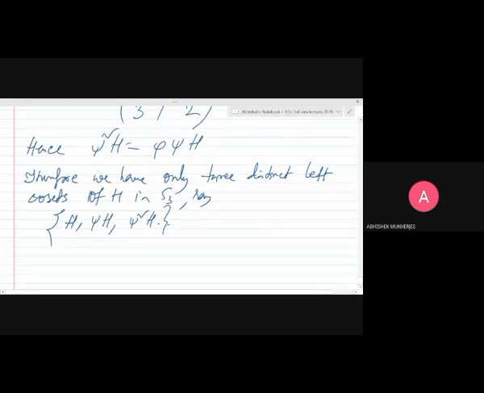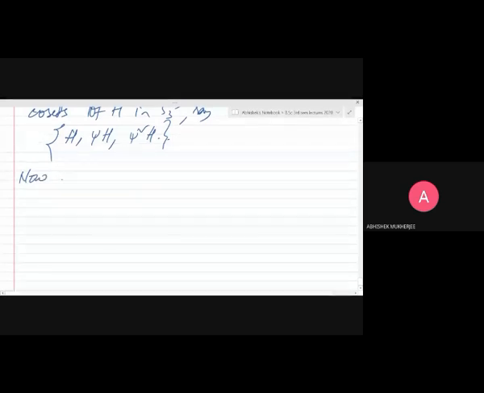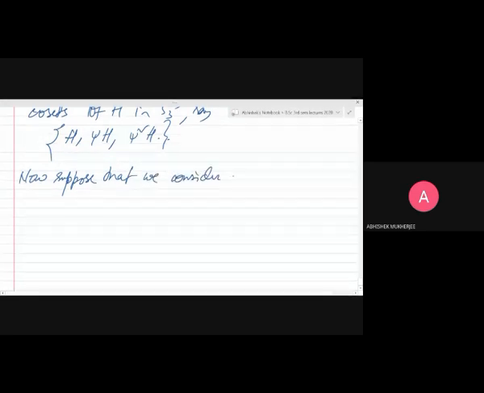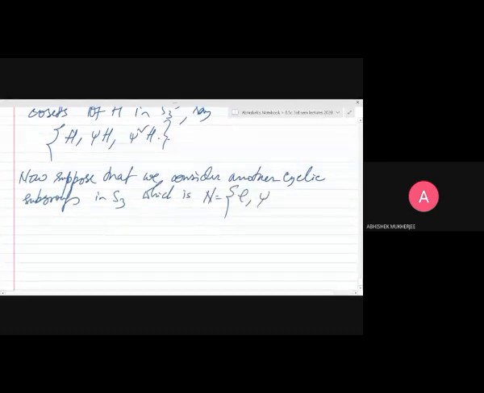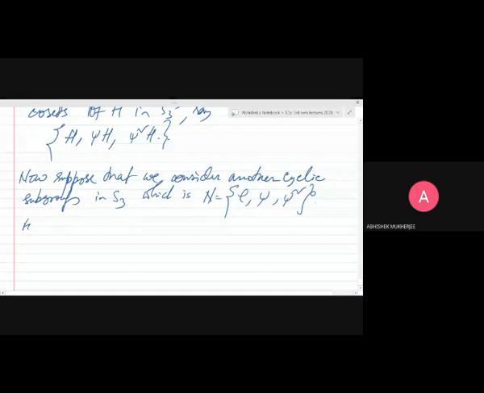Okay, so this is the complete list. Now I am going to give you an exercise. Suppose we consider another cyclic subgroup in S3, which is N. What is N? N is E, psi, psi square. Now find out the distinct left cosets of N in S3. I am giving you 5 minutes.